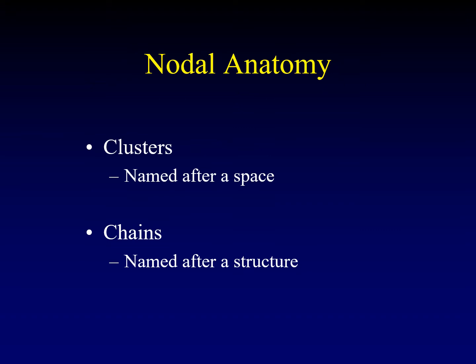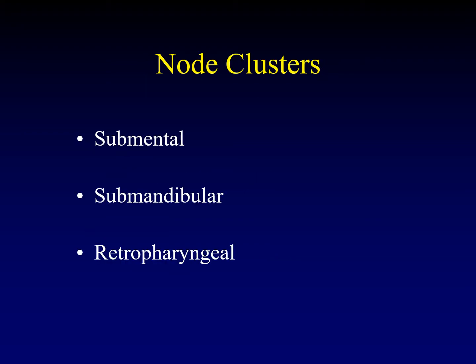Anatomically, the lymph nodes in the neck are divided into clusters, which are named after the space that they're in. We've talked all about those spaces. And chains, which are named after the structure that they accompany, whether it be an artery or a nerve or a vein. The node clusters that we're familiar with include the submental cluster, which, as you might imagine, is in the submental triangle, the submandibular cluster, which lies anterior to the submandibular gland in the submandibular triangle, and the retropharyngeal clusters, which lie in the true retropharyngeal space.